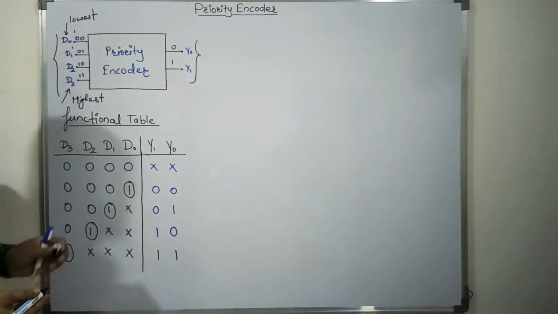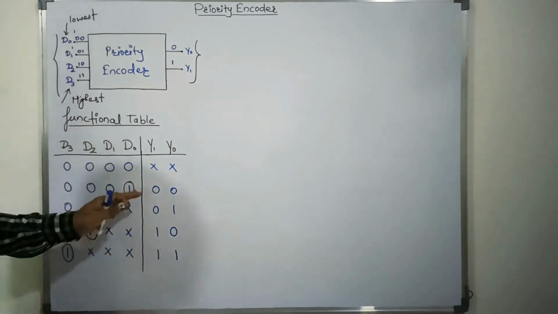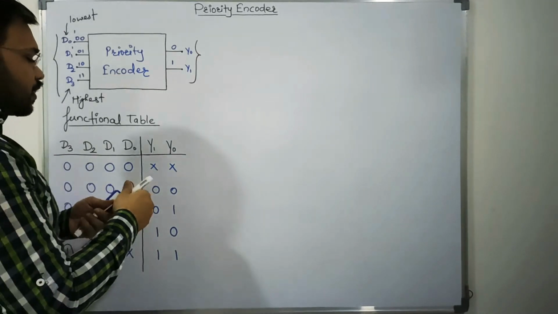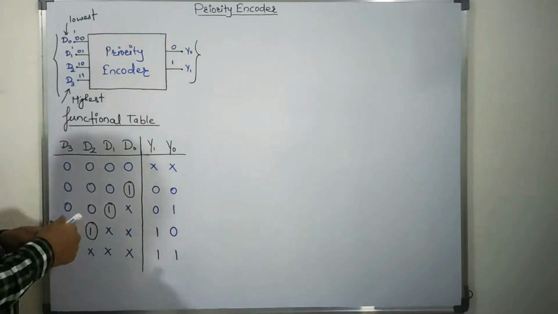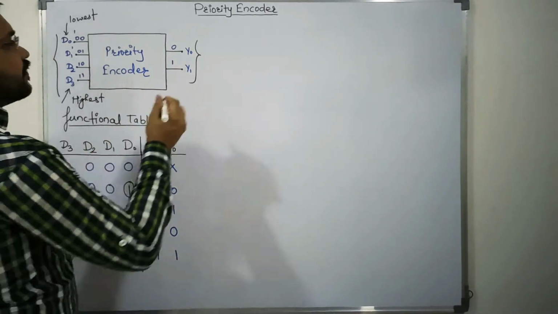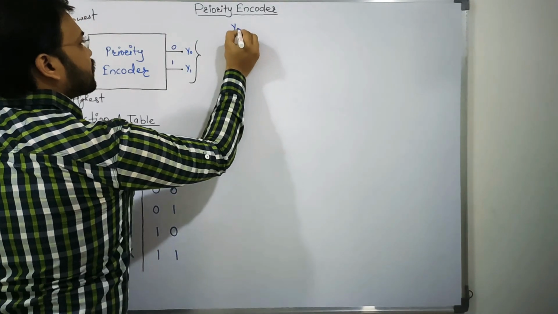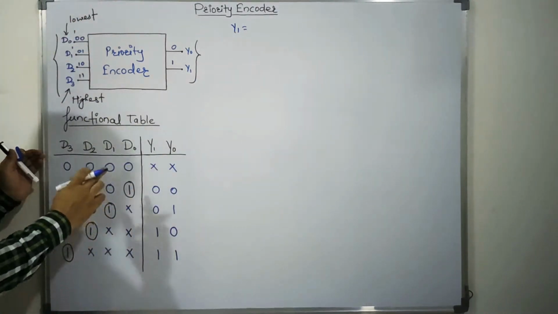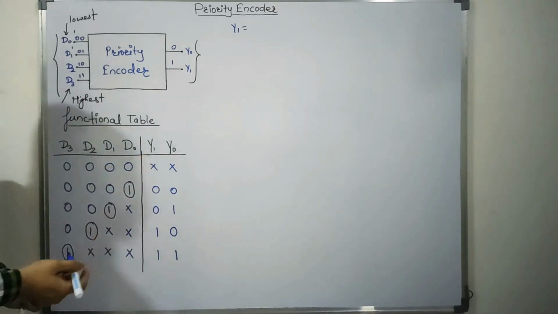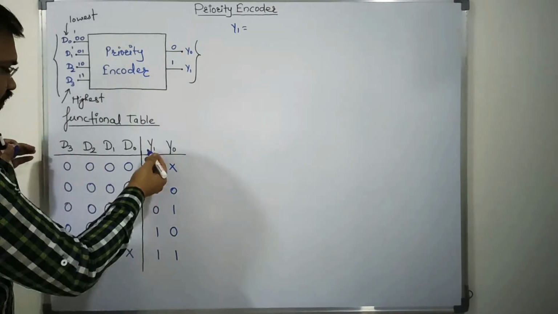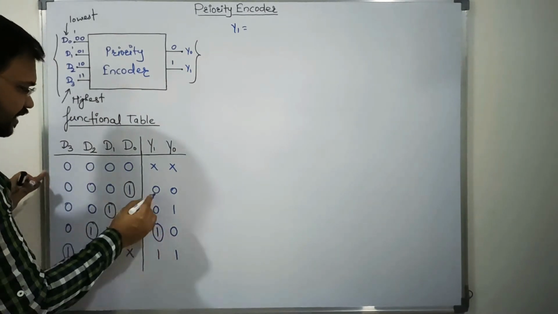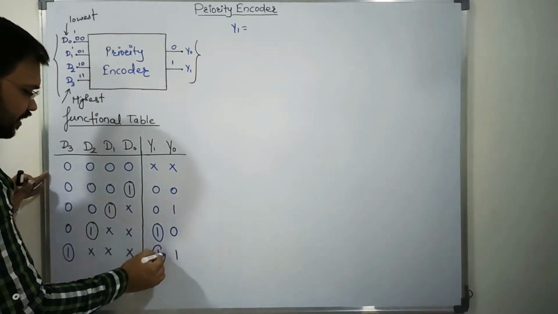So this is all about the functional table of your priority encoder. Next, the equation for this priority encoder, starting with Y1. How can we find out Y1? You can find it by using a K-map, or directly find the equations for Y1 and Y0. In this case, Y1 is logic 1 here and here.